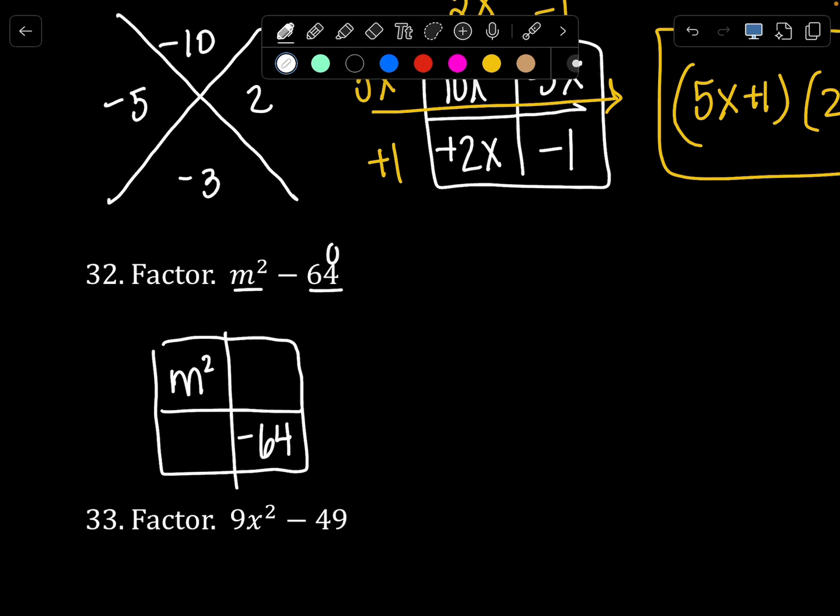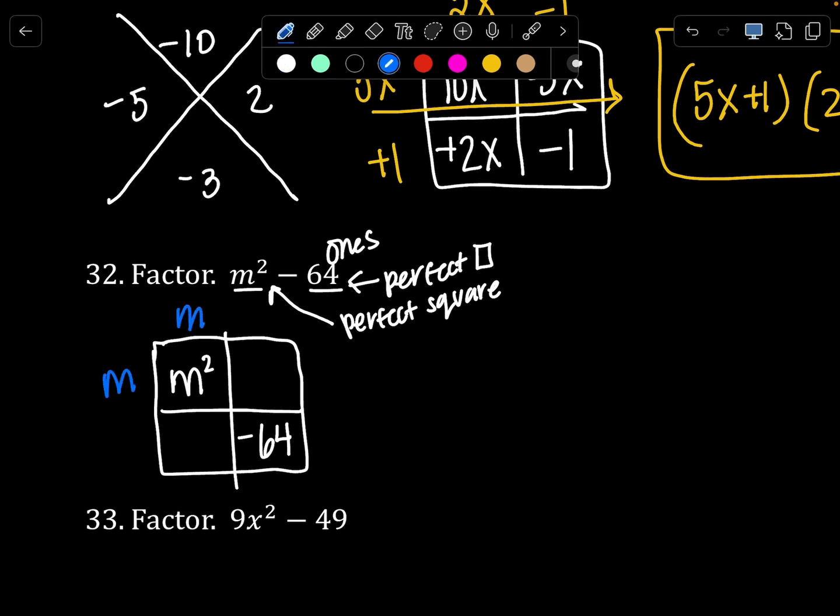You have your ones and you have your top left, which are your squares. Since they're both perfect squares, right? 64 is a perfect square, and so is this guy. That means that the diagonal numbers cancel out, right? Because we have a negative. So what we can do is m times m is m squared. Now, what are two numbers that are opposite signs that multiply to -64?